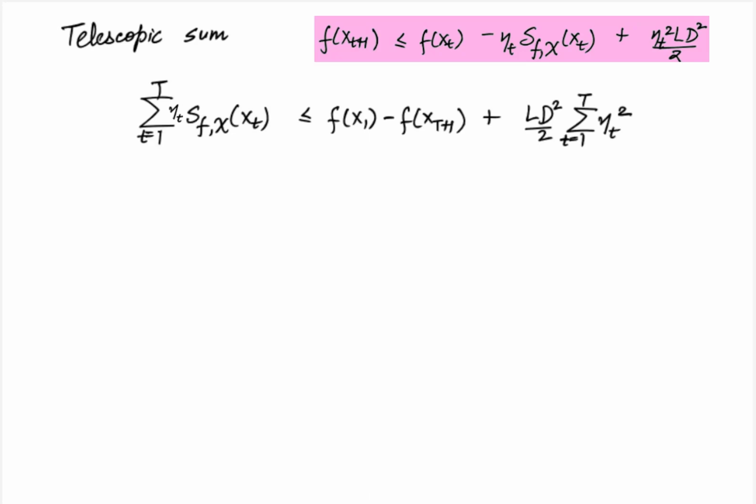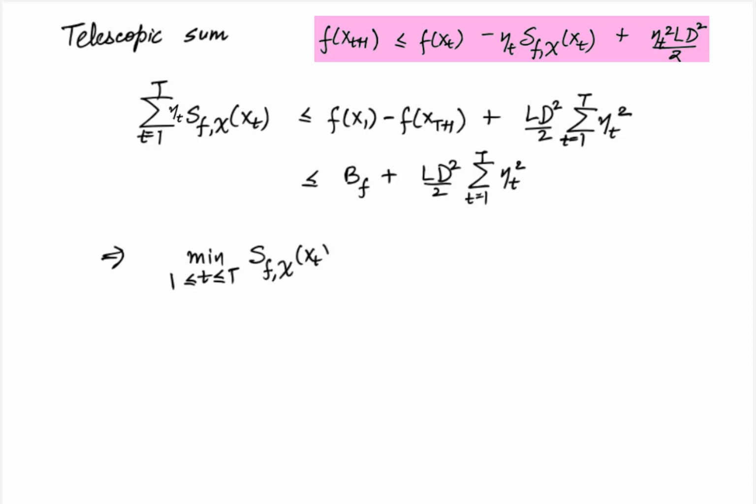Whereas earlier, we can bound f of x_{T+1} with f of x star and f of x_1 minus f of x star with B_f, so as to obtain that the right hand side is less than or equal to B_f plus L D squared by 2 times the summation over t equal to 1 to capital T of eta_t squared. Now the left hand side also has an eta factor, so we can replace S of x_t with its minimum value over all the capital T iterations, so that we obtain the minimum over t from 1 to capital T of S of x_t is less than or equal to B_f plus L D squared by 2 summation of eta_t squared, divided by the summation of eta_t.